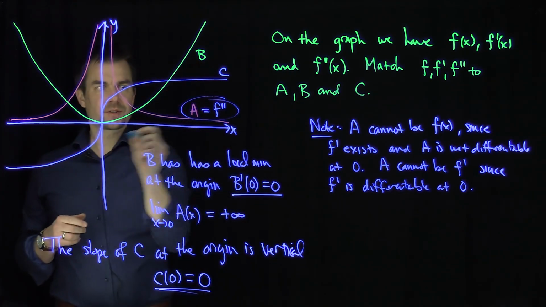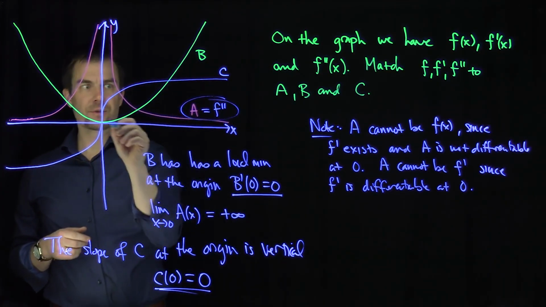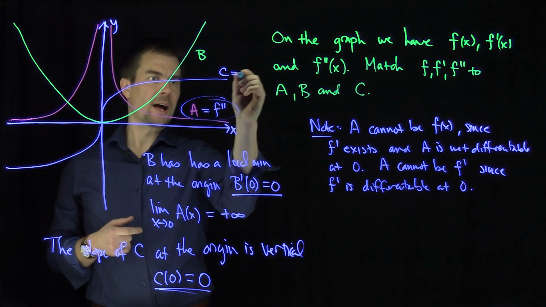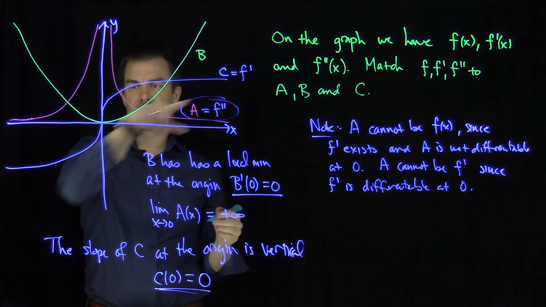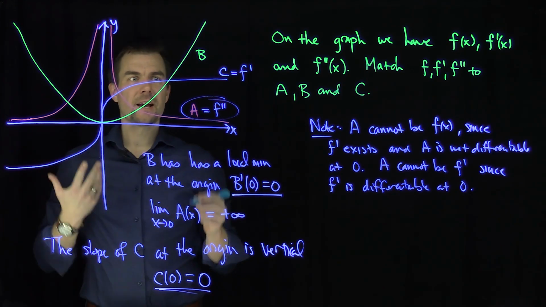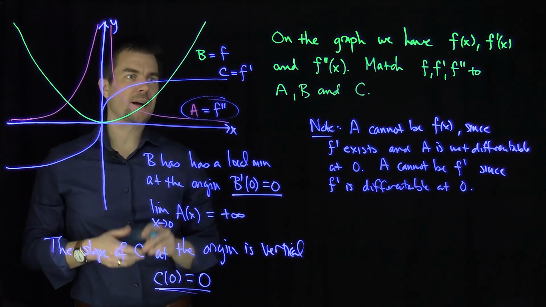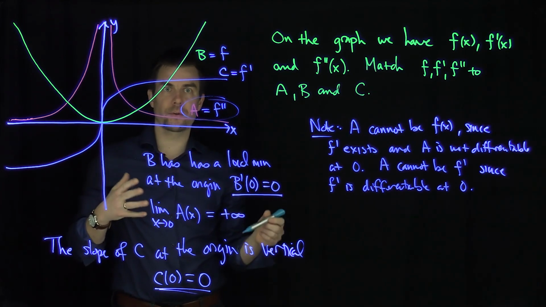Now since C has an infinite derivative at 0, it looks like C has to be f prime. Because the derivative of the derivative at 0 is going to be infinite. And finally, I think that B has to be our function. So let's see if this will work for us.